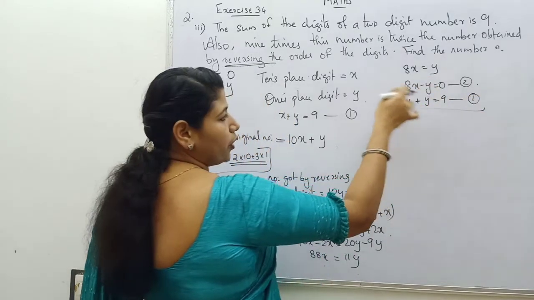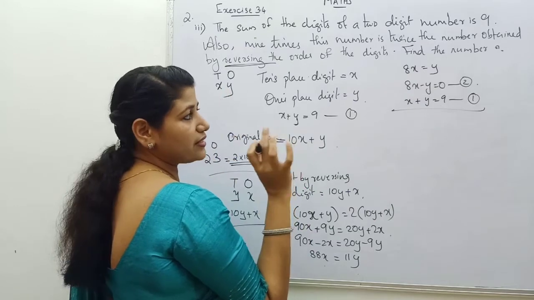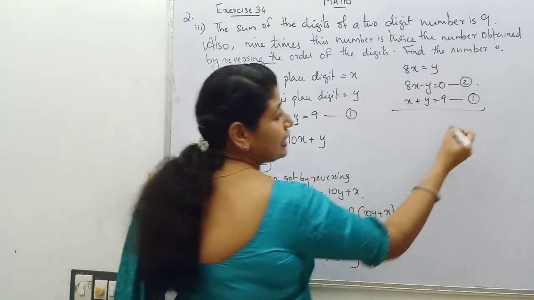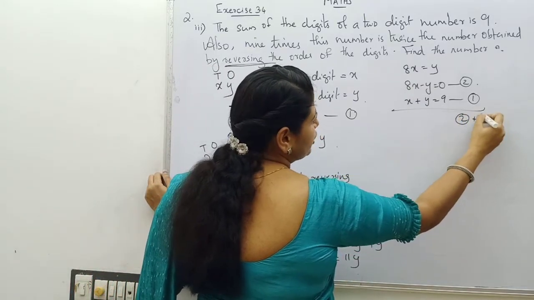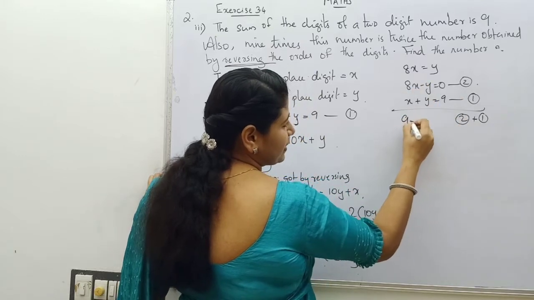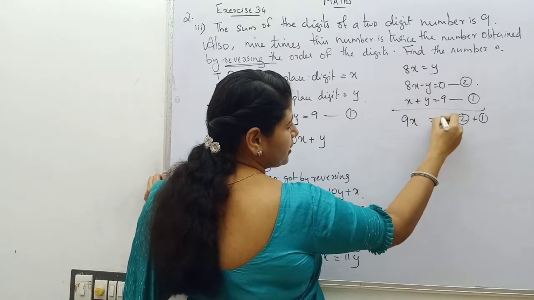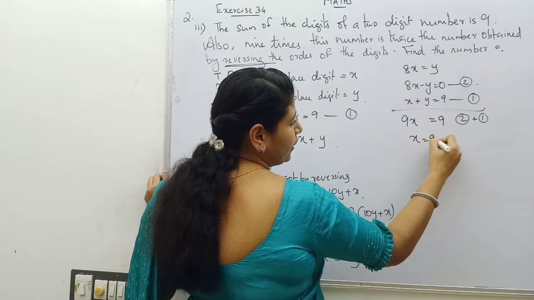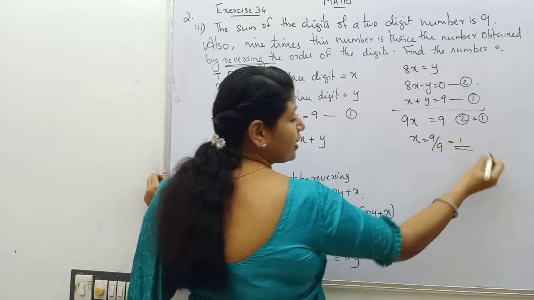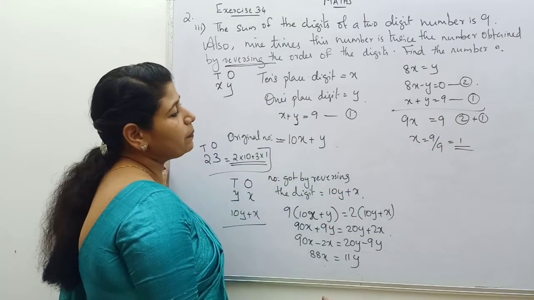Since the coefficients of y are the same, just the sign is opposite, that's why we can add these two equations. After adding, 8x plus x is 9x. This will become 0. This is 9. So x is equal to 9 by 9. You will get x as 1. Okay, x will be 1.